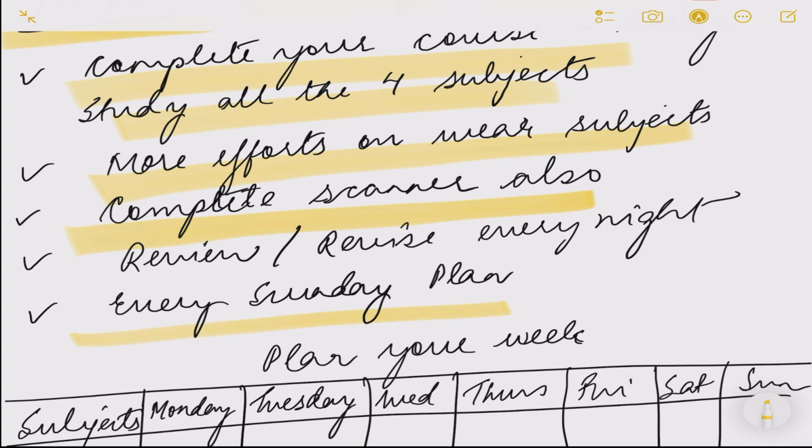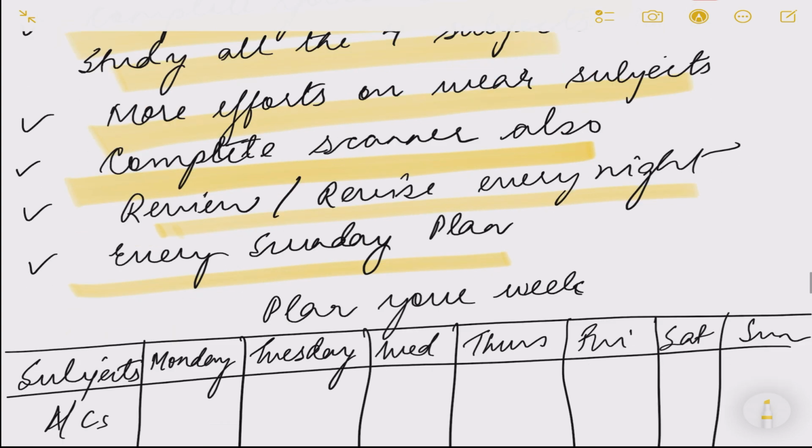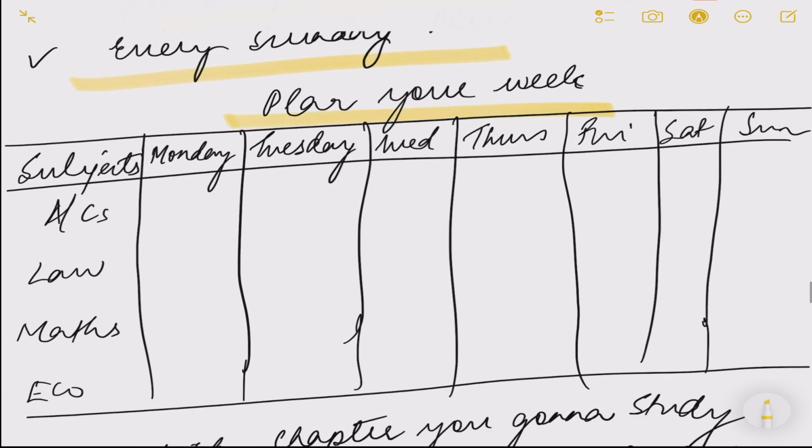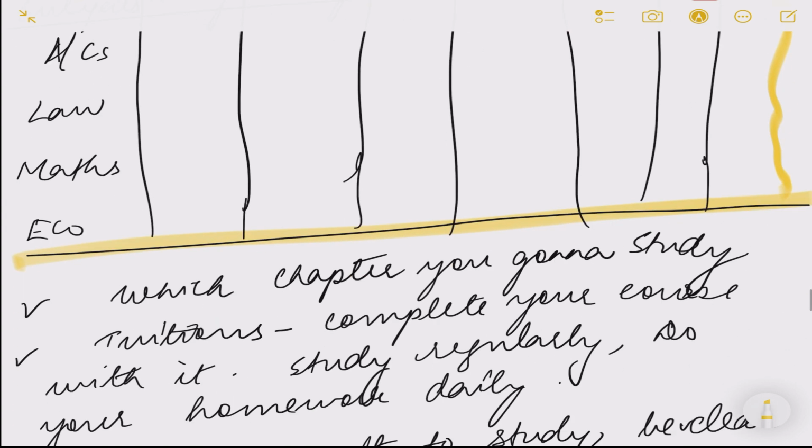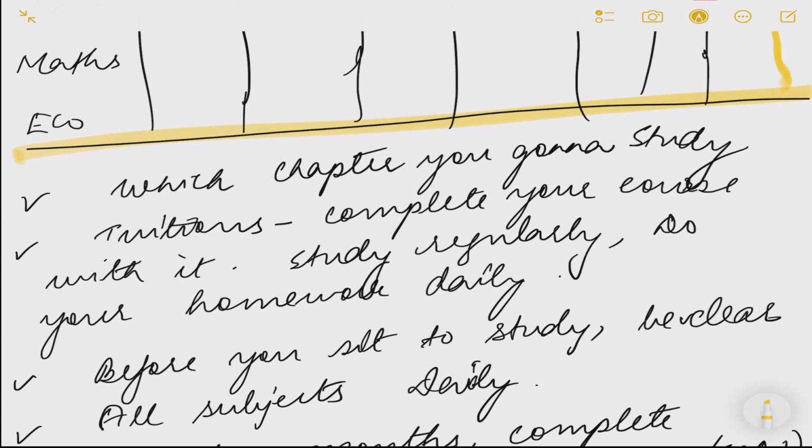Every Sunday review your plan, and every night when you go to sleep, in the last 1 hour just think about whatever you studied. You need to plan your week, and then on Sunday just review where you are right now. Write which subject you are going to study. When you sit to study, you should be very clear which topic you are going to complete, what topics are left, and how many more days you will need to complete your course.